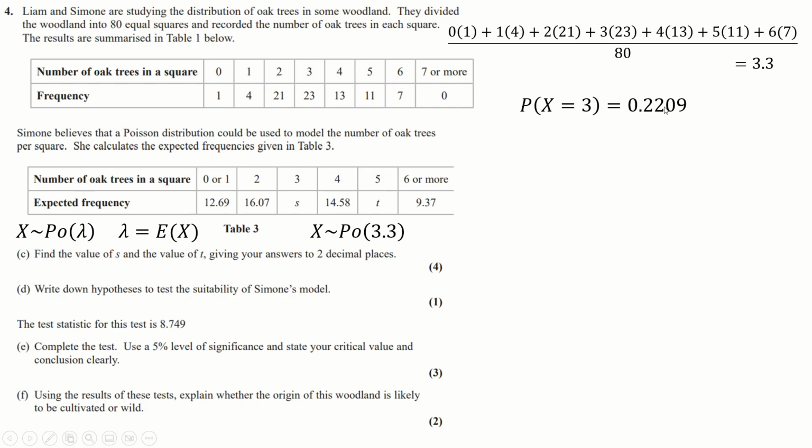Just use a calculator, we'll get this. And then for 5, get this. We, of course, have to times those probabilities by 80 to get the actual expected frequency. So times it by 80 to get S and T. And we end up with these two results here.